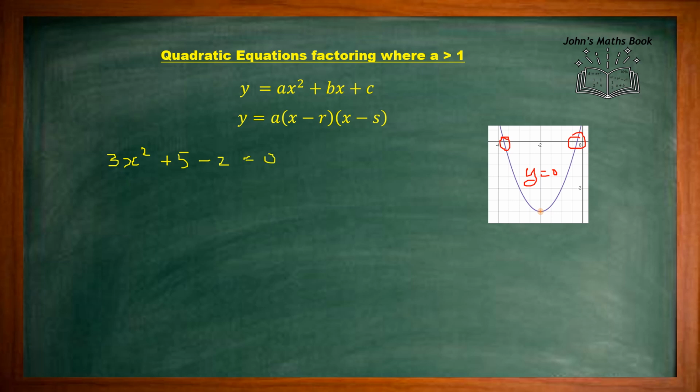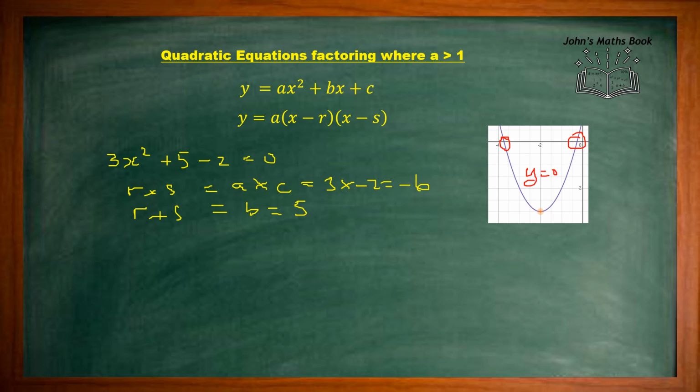So to solve this using the factoring method, we need to find 2 values, 2 numbers, let's call them r and s, which when multiplied together give us the same value as a multiplied by c. So r times s is equal to a times c, which in our case is 3 multiplied by minus 2. So 3 multiplied by minus 2 is equal to minus 6. And also r plus s must add up to be equal to b, which in our case is 5.